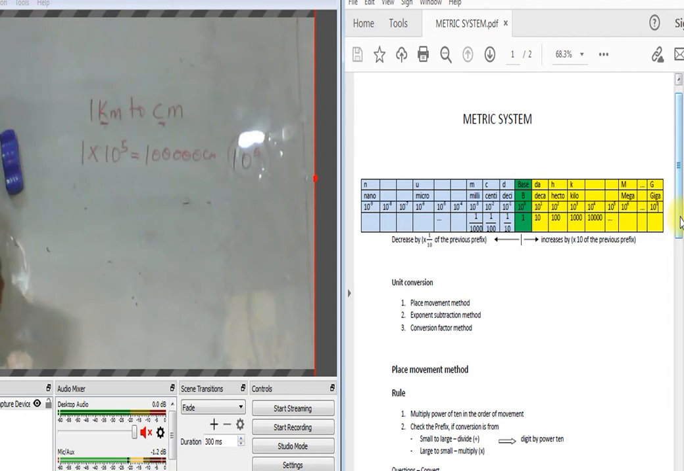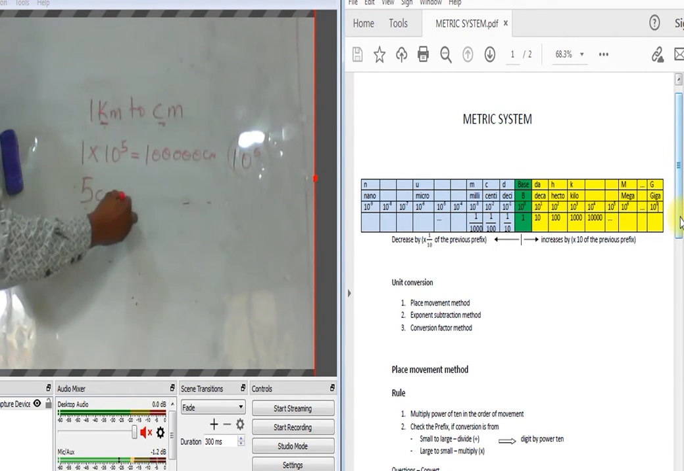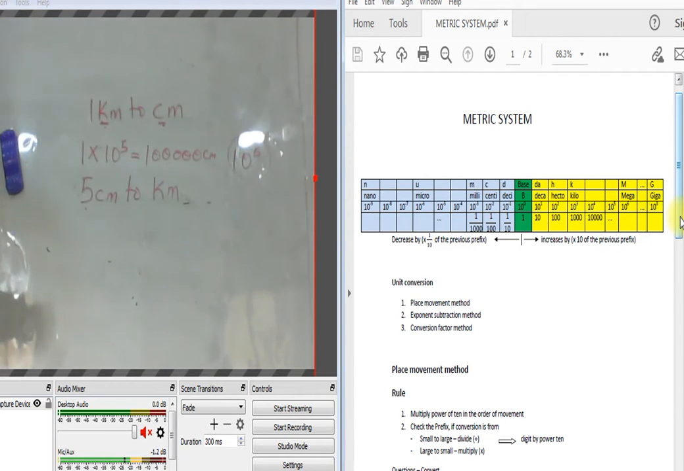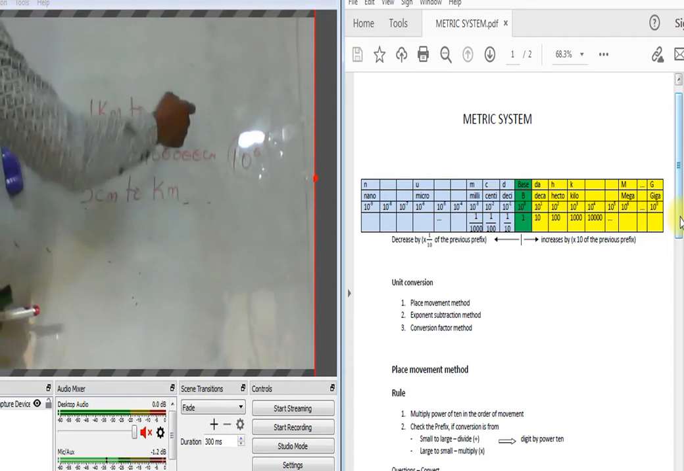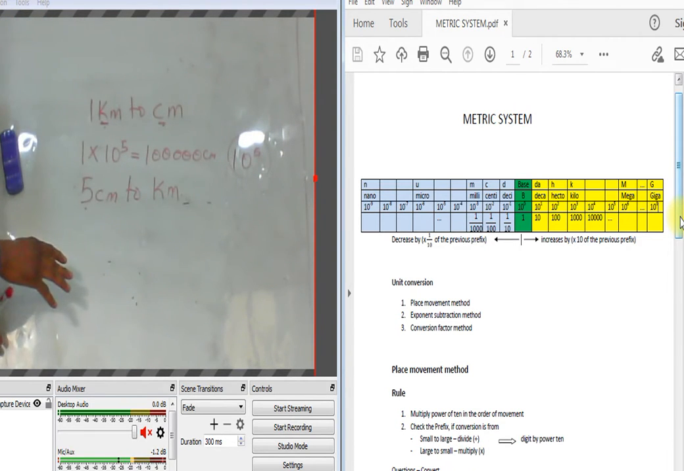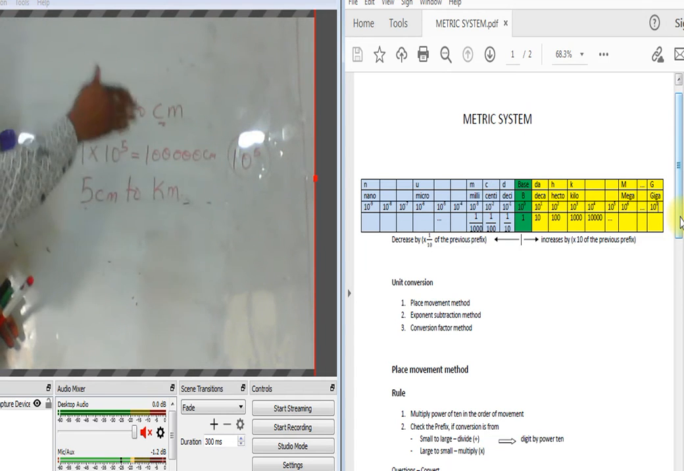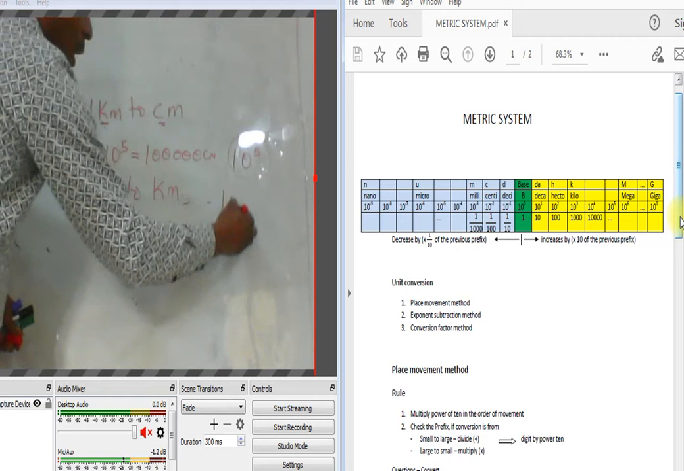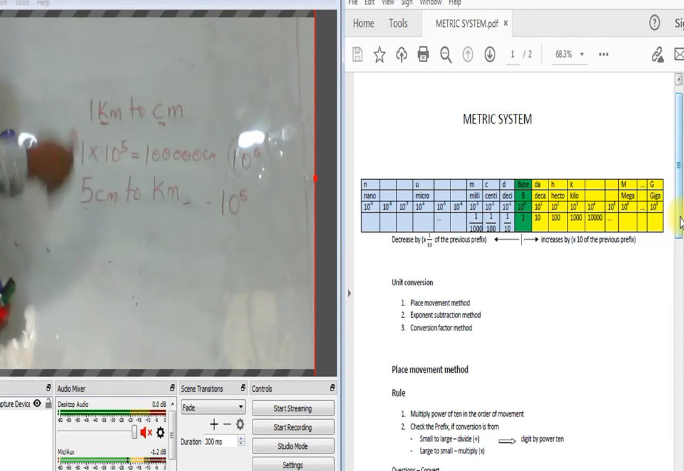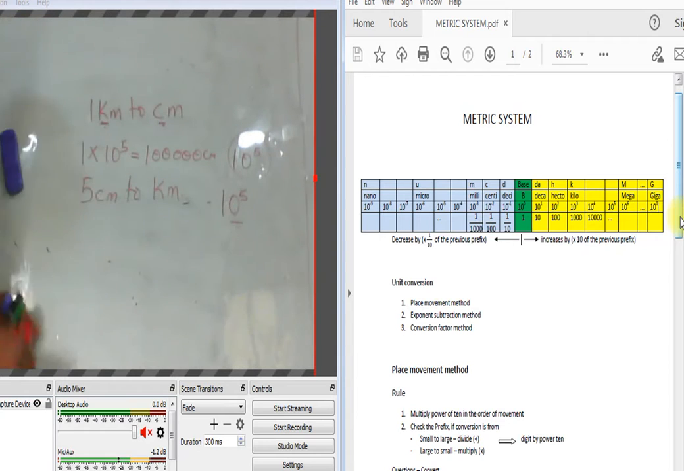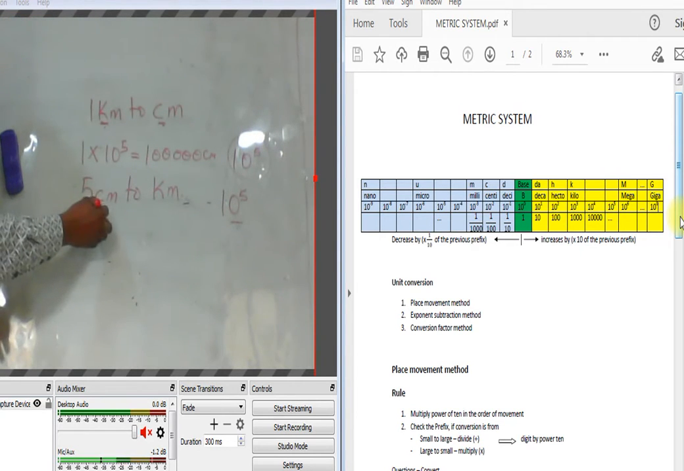The next conversion is 5 centimeter to kilometer. We also have to move from centimeter to kilometer. We're moving 5 places, so there's no need for me to repeat it. From centi to kilo, we're moving 5 places. So what we generate is 10 to the power of 5, because when I multiply 10 times 10 times 10 times 10 times 10, that is 5 places. So I have to decide now. Prefix.